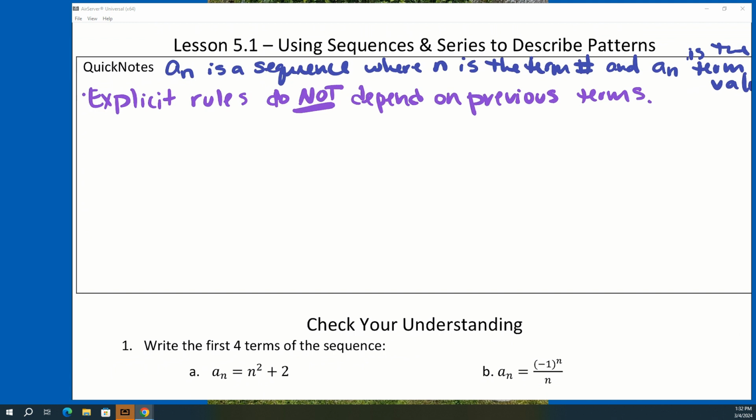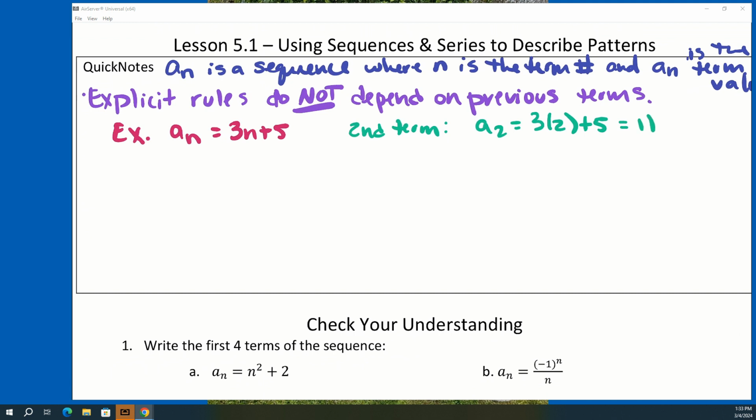So an example of an explicit rule would be like A sub n equals 3n plus 5. n is the term number. What we get when we plug in that term number is the term value. So let's say we wanted to find the second term. What would you plug in for n to find the second term? You would plug in 2. Good. So it would be 3 times 2 plus 5. So the second term would be 11. Those are explicit rules, and they're probably the easiest to work with out of the 2 types.